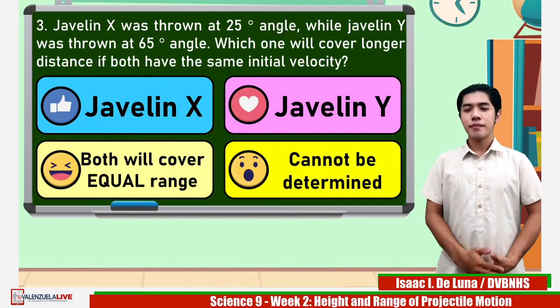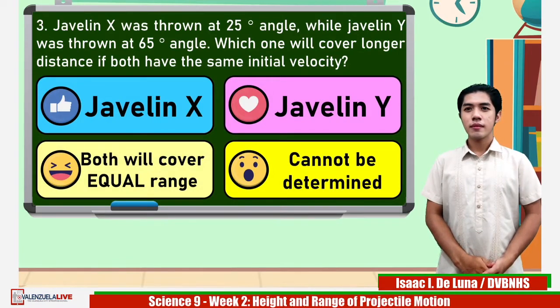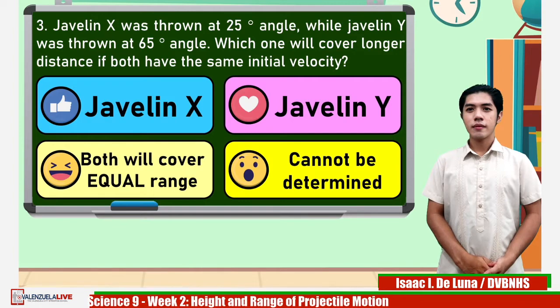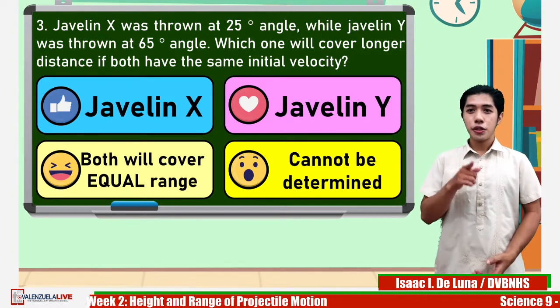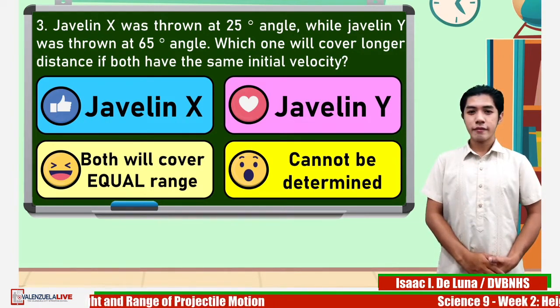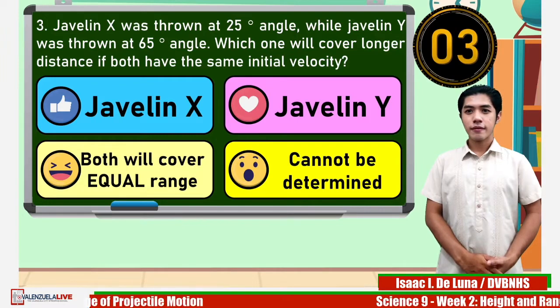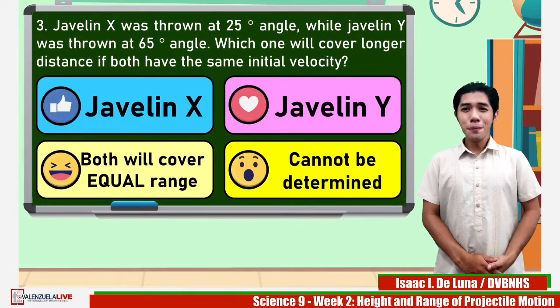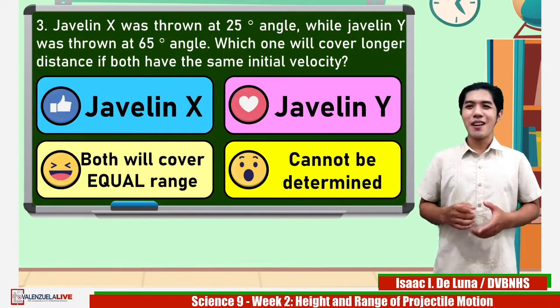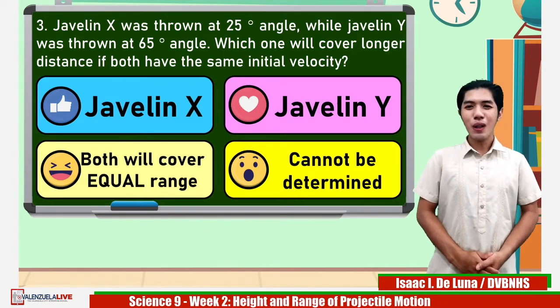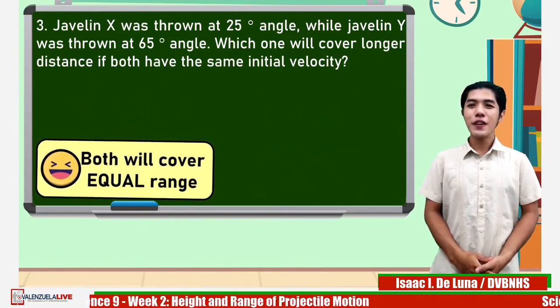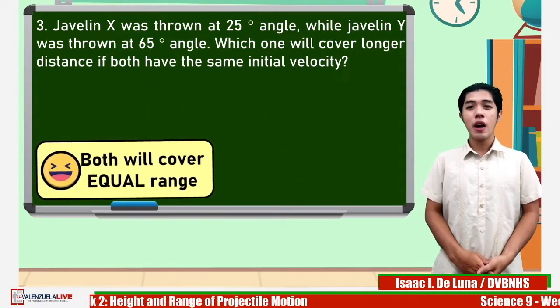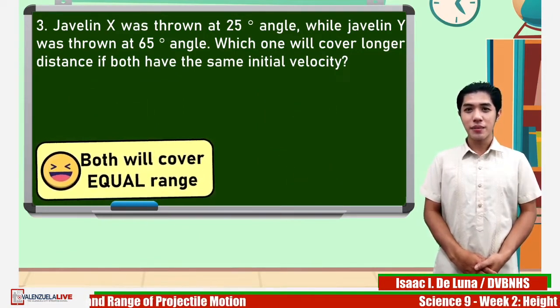Question number 3. Choose your answers now. Impressive! Your answer is correct. Both will cover equal range because 25 degrees and 65 degrees are complementary angles.